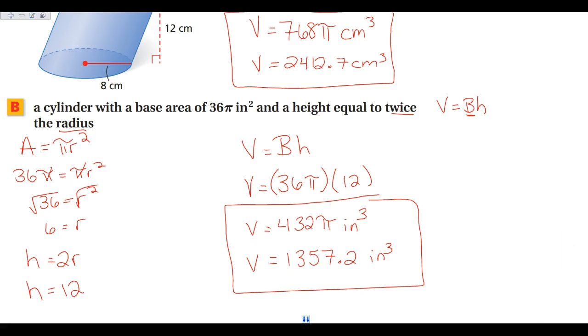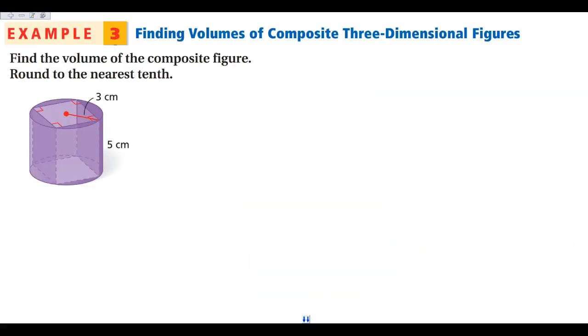So we are going to go ahead on to the next problem. Let's look at example 3. And we are going to find the volume of the composite figure. What is happening in this figure is we have a cylinder with a rectangular prism actually pulled out of it. It's hard to tell, but this piece here on the inside is actually hollow.